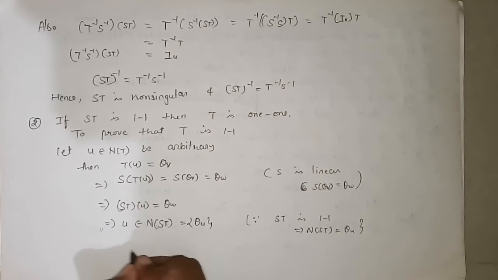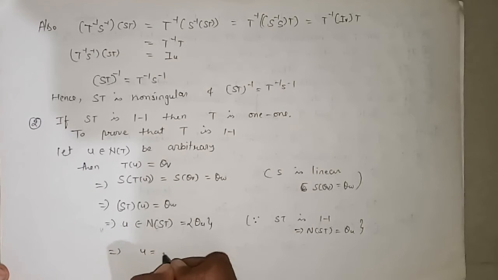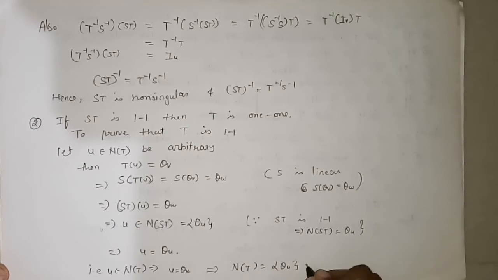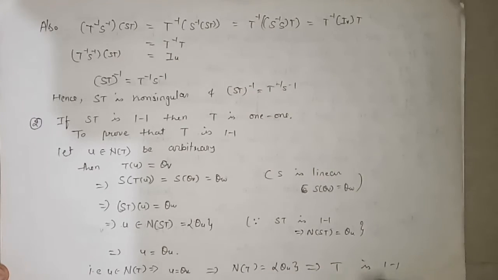Now this implies that u is equal to theta U. That is, u belongs to the nullity of T implies u is equal to theta U. This implies the nullity of T contains only theta U, which implies that T is 1-1. Here, if ST is 1-1, then the nullity of ST contains theta U. If T is 1-1, then the nullity of T contains theta U.